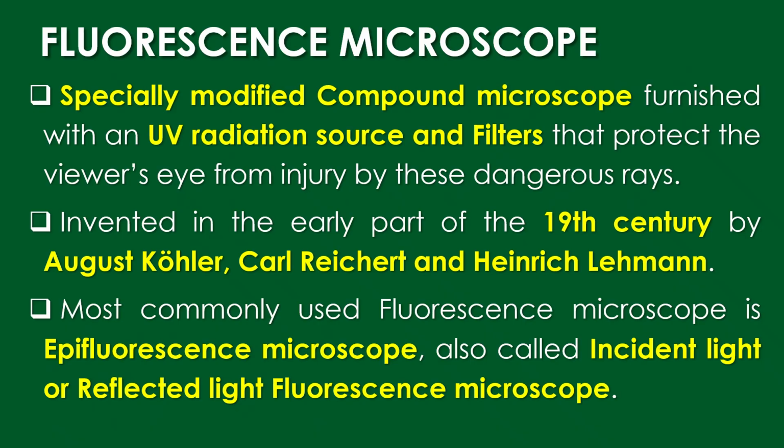The fluorescence microscope is a specially modified compound microscope which is furnished with a UV radiation source and filters that protect the viewer's eye from injury by the dangerous rays. Actually, the UV radiation is the important source of the fluorescence microscope, but the dangerous effect of the UV rays is prevented by the filter present in the microscope. The name of that filter is the barrier filter or emission filter.